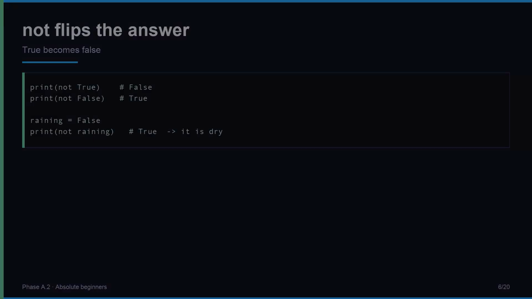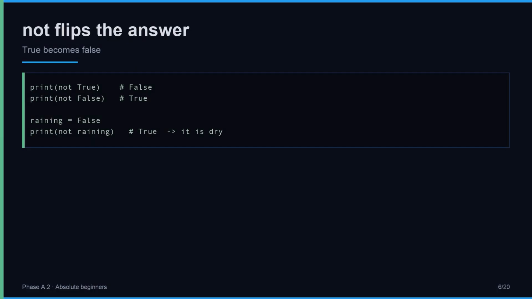One is enough. The word not flips a bool. Not true is false. Not false is true. It only takes one value, so it is a unary operator rather than a binary one. A common use is turning a negative flag into a positive thought. If raining is false, then not raining is true, meaning it is dry outside. Not lets you express a rule in the most natural direction, and then flip it when you need the opposite.